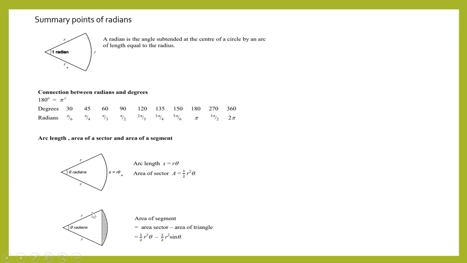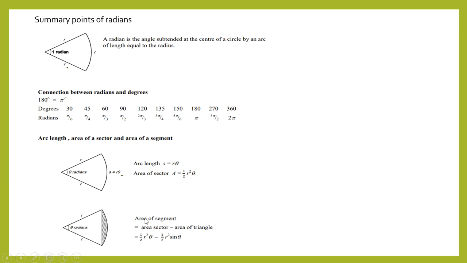So we're going to move briefly on this part: how to find the arc length, area of a sector, and area of a segment using the radian measure. So the arc length is r times theta in radian measure, and the area of the sector is A equals half r squared theta. R is the radius length and theta is the angle in here.